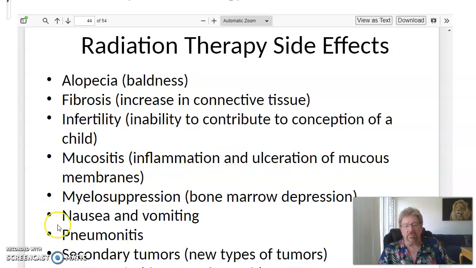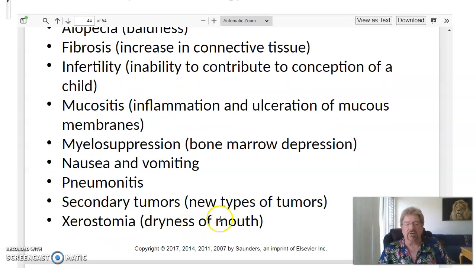Mucositis, mucous membranes. Myelosuppression, it can destroy the bone marrow. In fact, enough of it will. Nausea and vomiting. Pneumonitis, inflammation of the lungs. Secondary tumors. In other words, guys, radiation and possibly chemotherapy can actually cause cancer. So that's what that is. Xerostomia is dryness of the mouth.